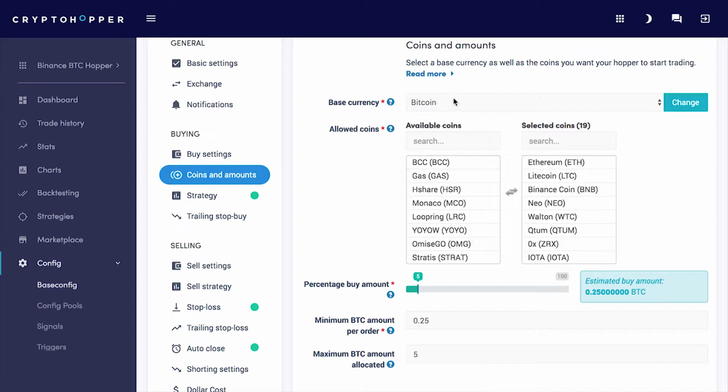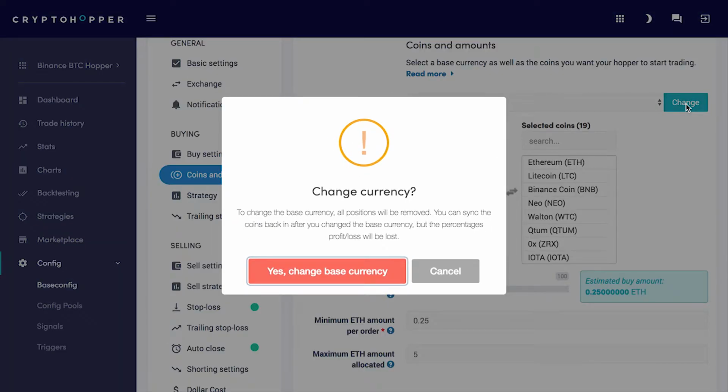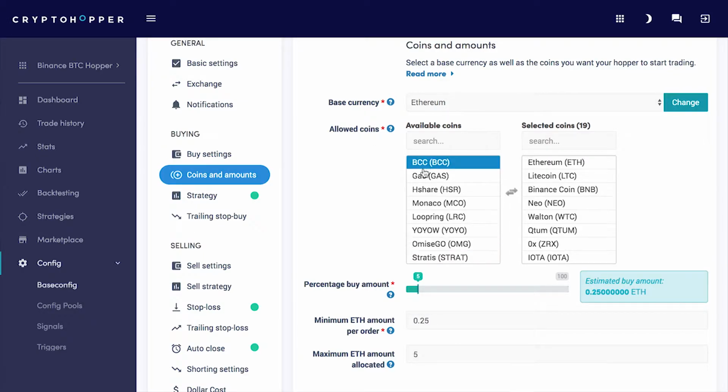This is essentially the currency that you want your hopper to be building up for you. In a way, you'll be betting against this currency as you'll be hoping that the investments you're buying will grow faster than it. If, for example, your base currency is Bitcoin and you trade Ethereum, you'll be hoping that Ethereum grows faster than Bitcoin.